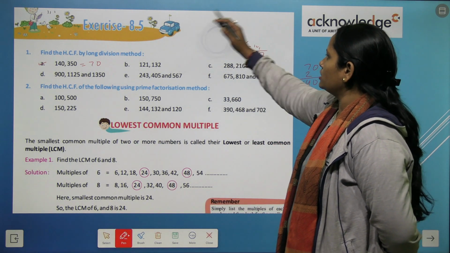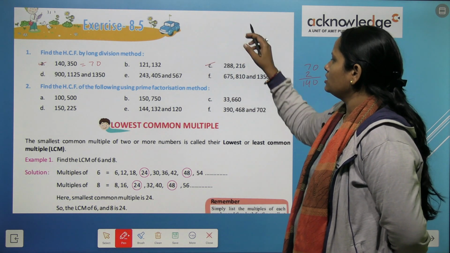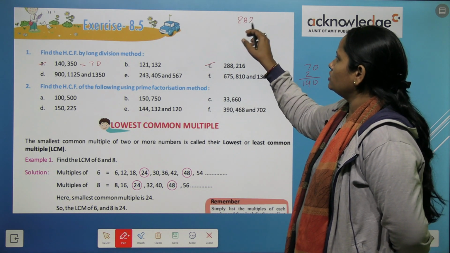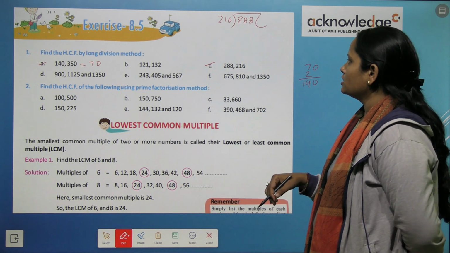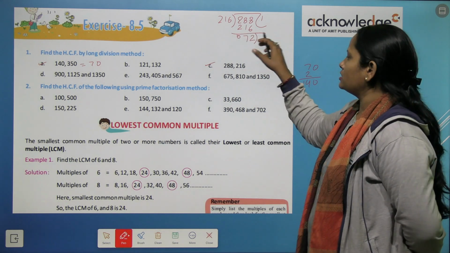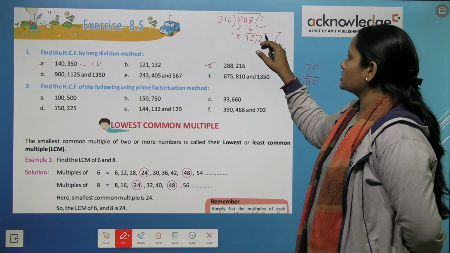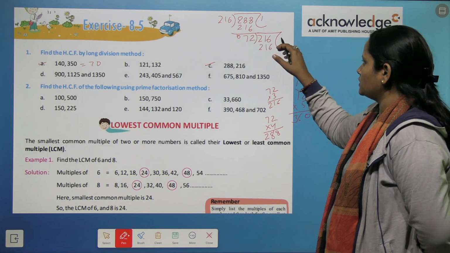Similarly, let's do another number. Let's find out the factor of another number. Let's do this one. 288 को divide करेंगे 216. So 1 times 216. So 72. Now 216 को divide करेंगे. So here you can see 216 is divisible 3 times.